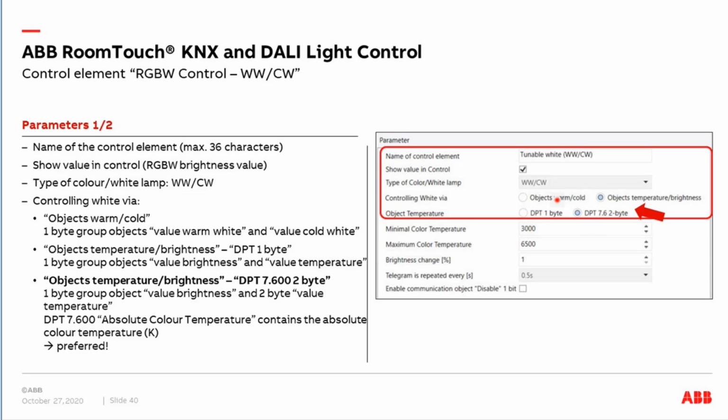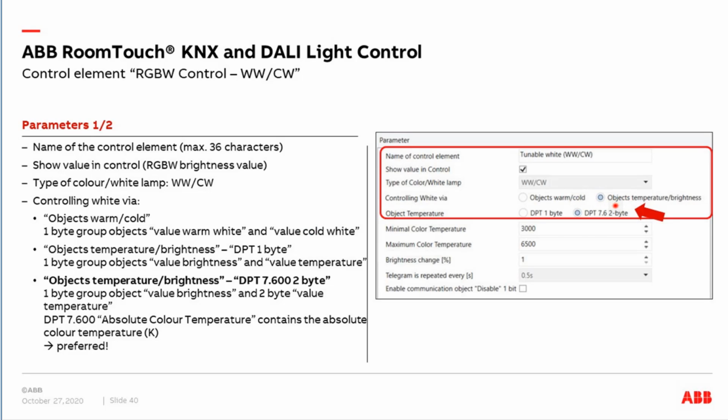We have different possibilities. We can use an object, warm white, cold white. Then we get two group objects. One group object is a value between 0 and 100% for warm white, and the second group object is a value for cold white. So by using these two group objects, we can mix our color temperature.